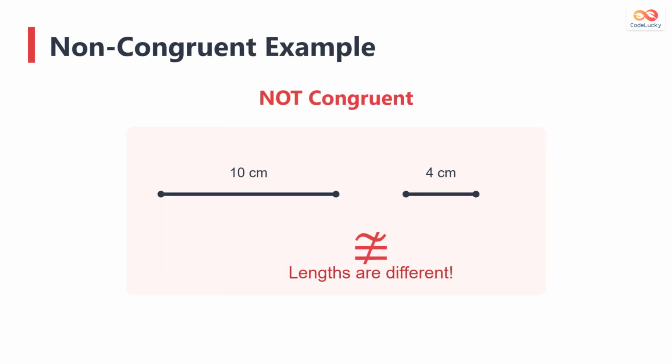It is important to remember that if lengths are different, the segments are not congruent. Here, one segment is 10 centimeters and the other is 4 centimeters. Since 10 does not equal 4, these segments are not congruent.